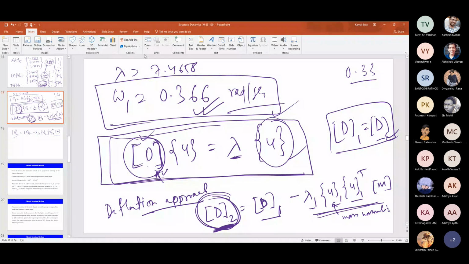So you can do it now. If you can do it quickly, check whether you are able to achieve the second mode, the second frequency.